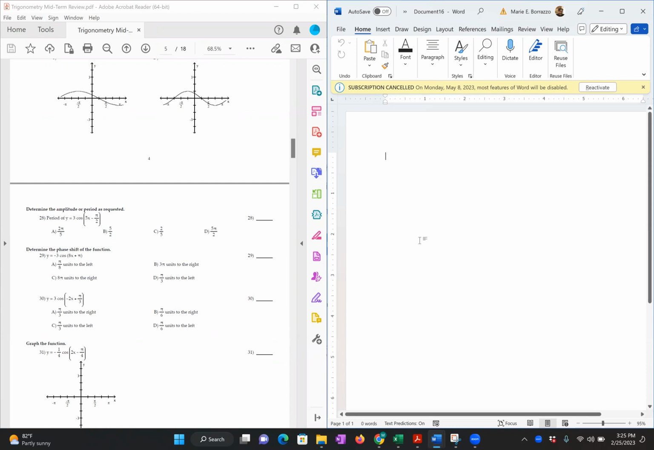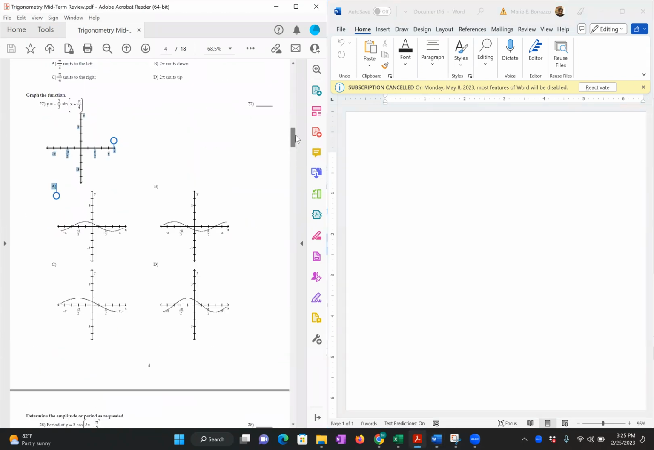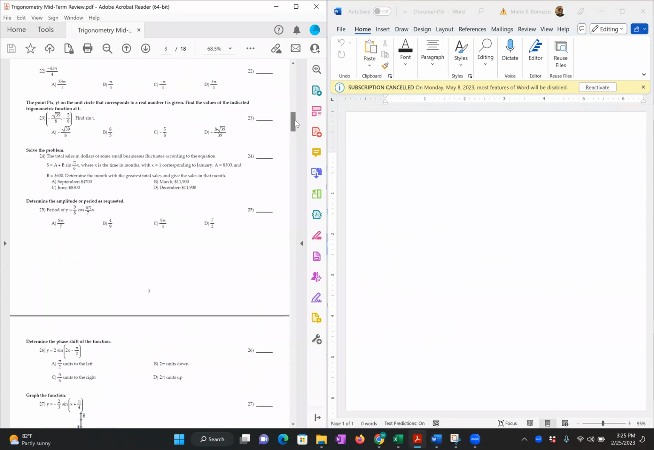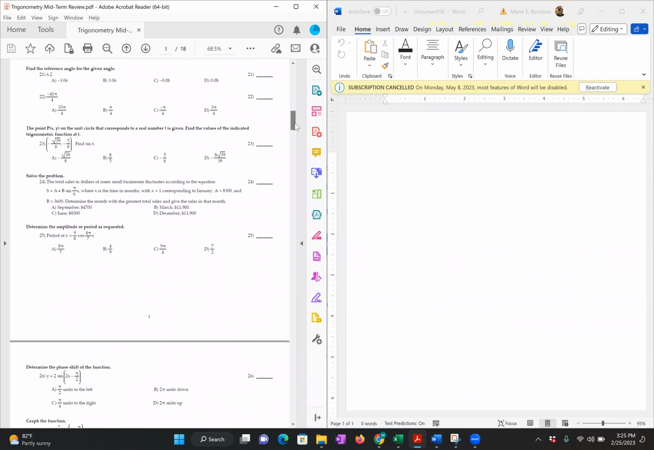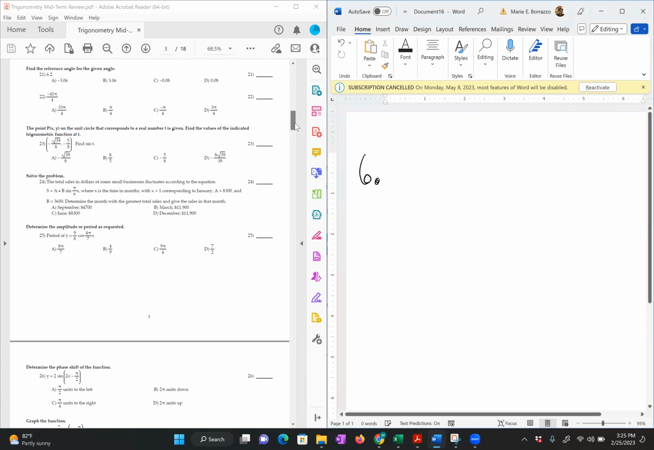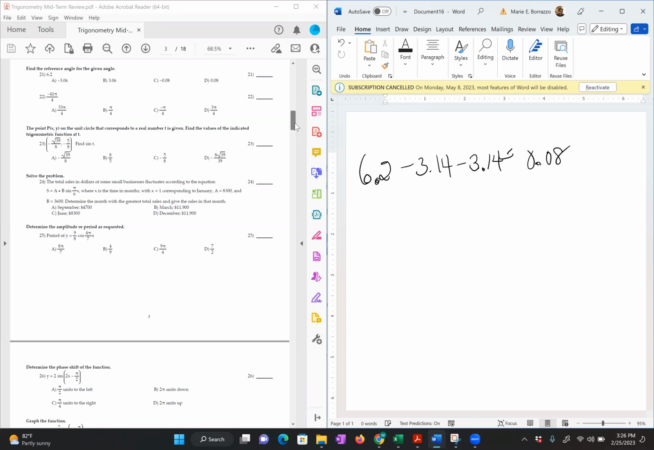Okay, the next bundle of questions are going to be 21 through 30. I'm going to begin with the reference angle. They give you: find the reference angle for the given angle. The given angle is in radian mode, 6.2. If you simply take 3.14 and subtract it twice, you end up with 0.08. That's a simple calculation.